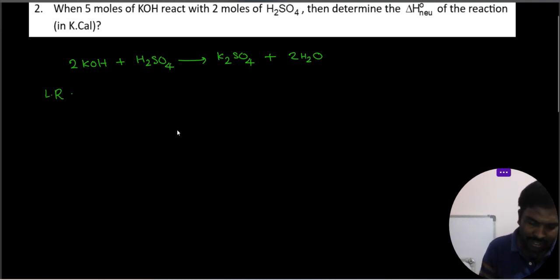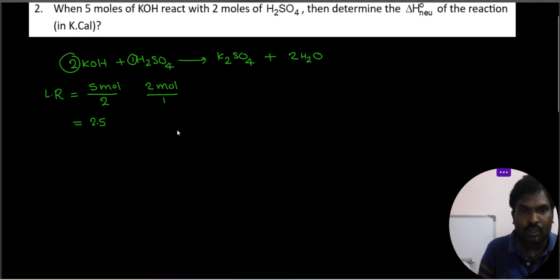Now the limiting reactant. Of course, here the moles are directly given. KOH is 5 moles, and sulfuric acid in the question is 2 moles. Okay, clear? So 5 divided by the stoichiometric coefficient 2, and sulfuric acid 2 divided by its stoichiometric coefficient 1. 5 by 2 means 2.5, and 2 by 1 means 2.